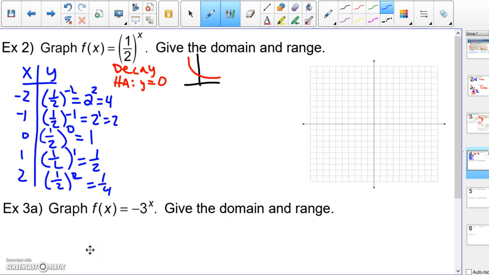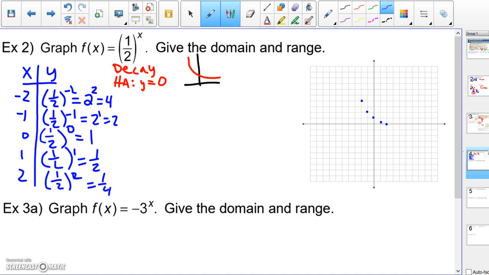So I'm going to cheat a little bit and use graph paper. You're going to have to draw your own grid. So you don't have to go 10 by 10, but that's going to be a good place for me to start. -2, 4. -1, 2. 0, 1. 1, 1/2. And 2, 1/4.